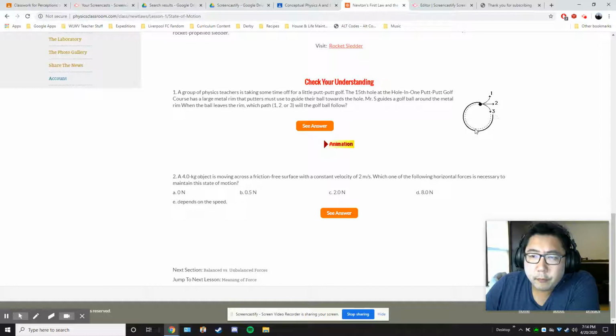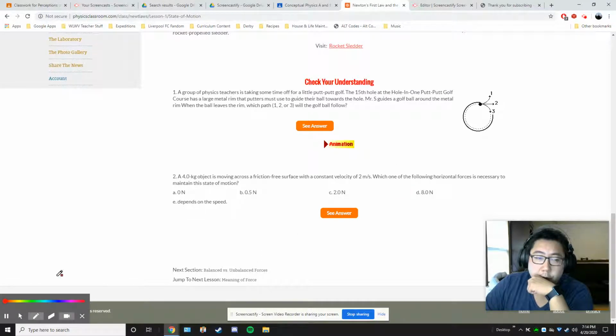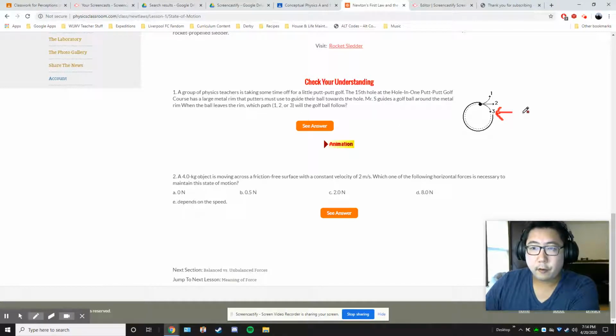This circular black line is the metal rim being described, along which the ball is traveling. Now, it's not clearly shown here, but based upon my knowledge of this situation, I'm going to mark real quickly that this right here is your starting point.